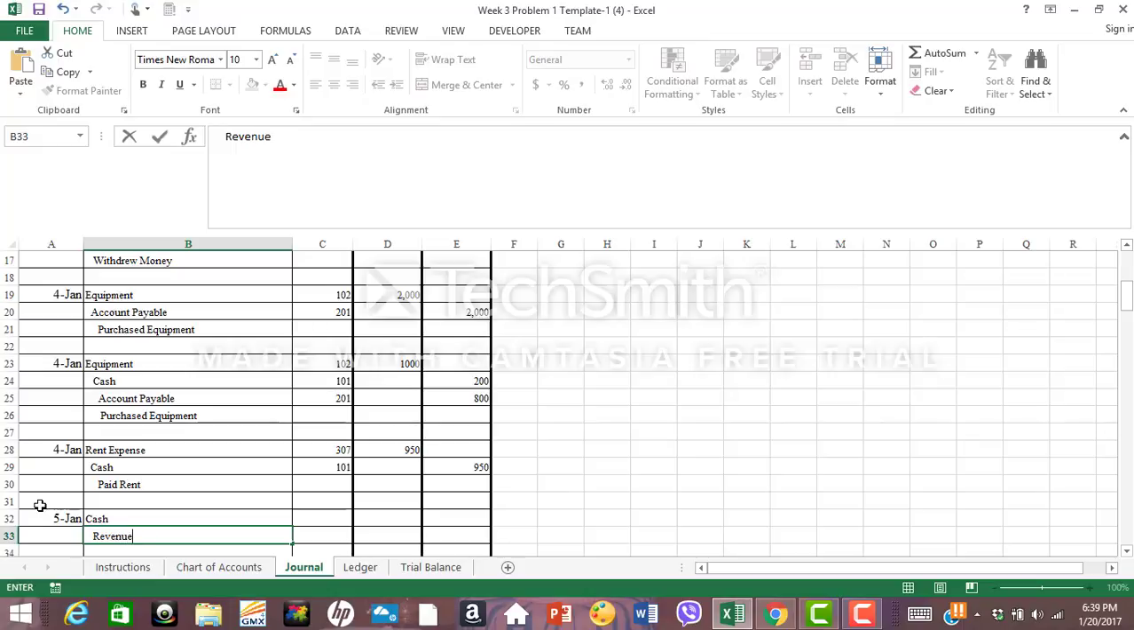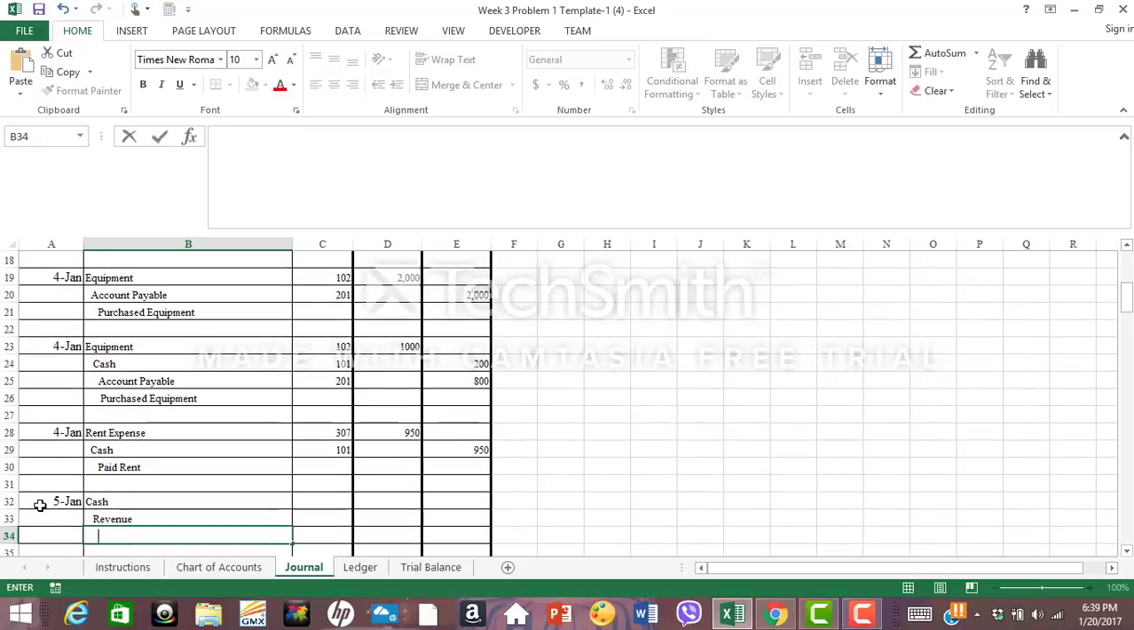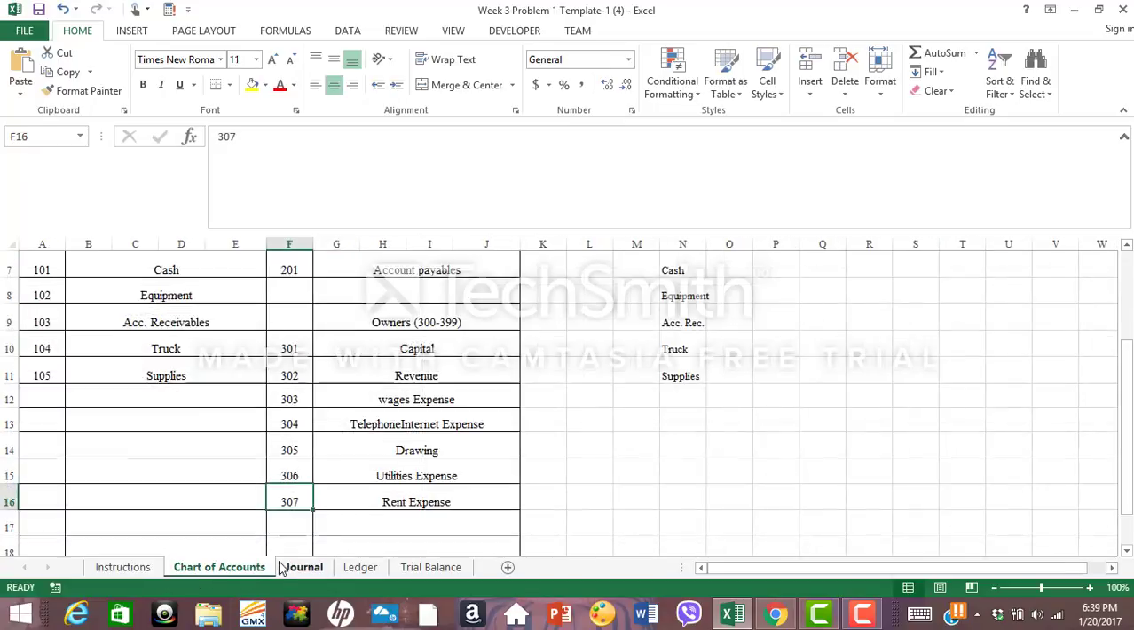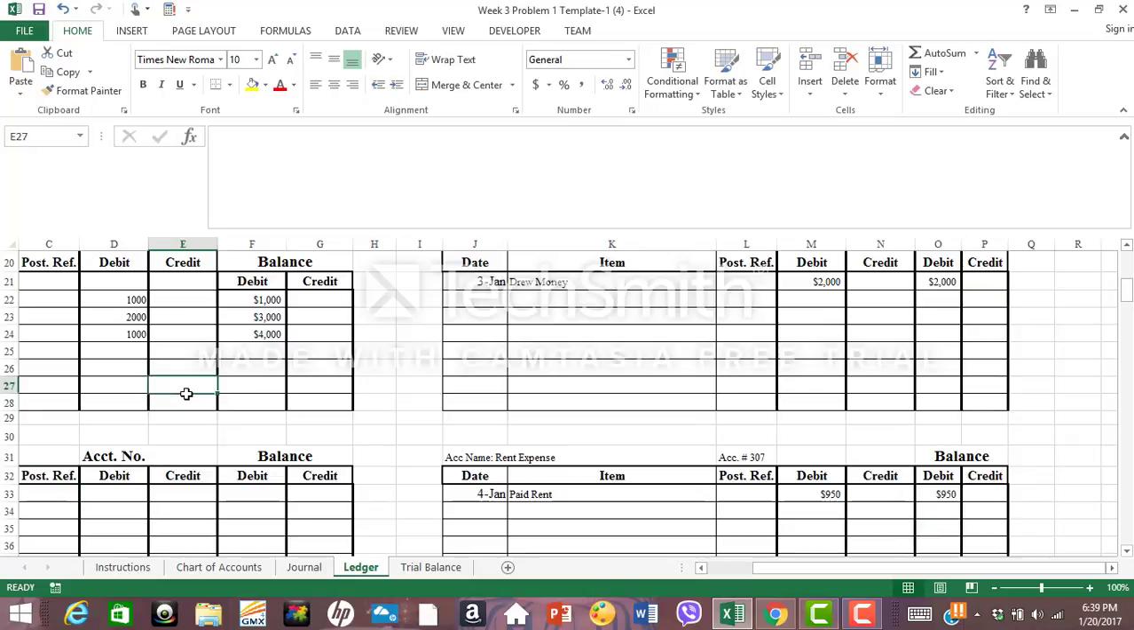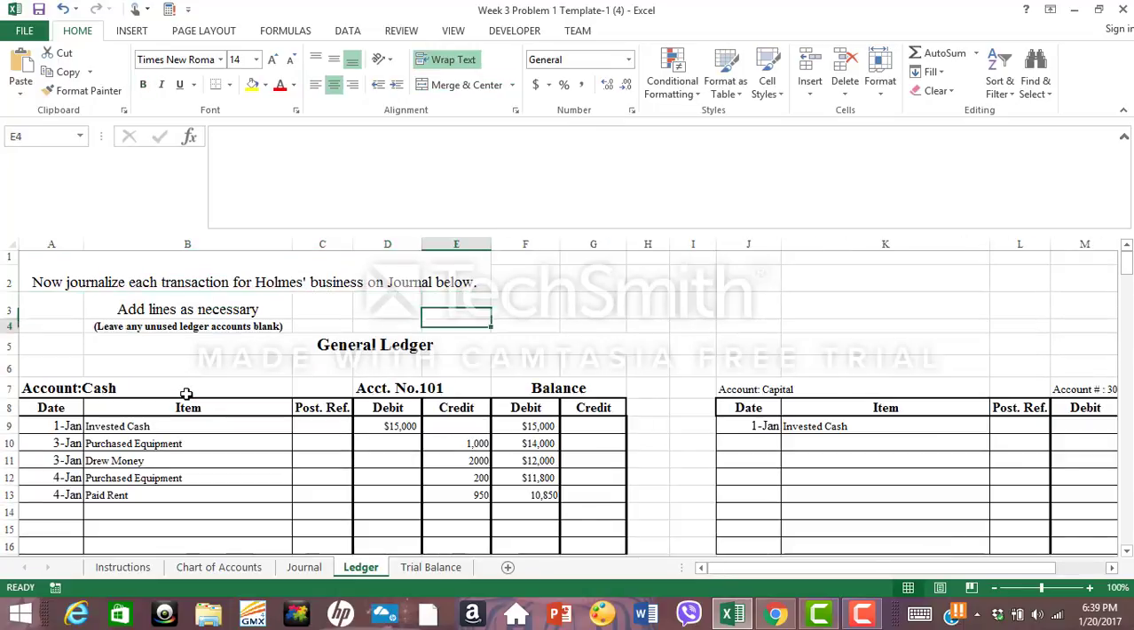I can't go that quick, huh? Received revenue, and then cash would be 101. Revenue would be 302. And I believe you received $300 cash, $300 revenue. And then we would go here, we go all the way to cash. January 5th, received revenue.